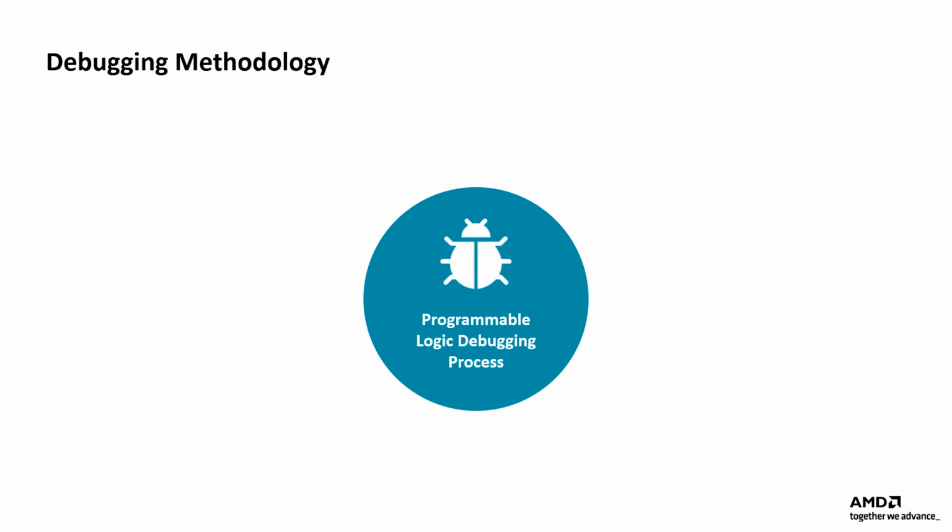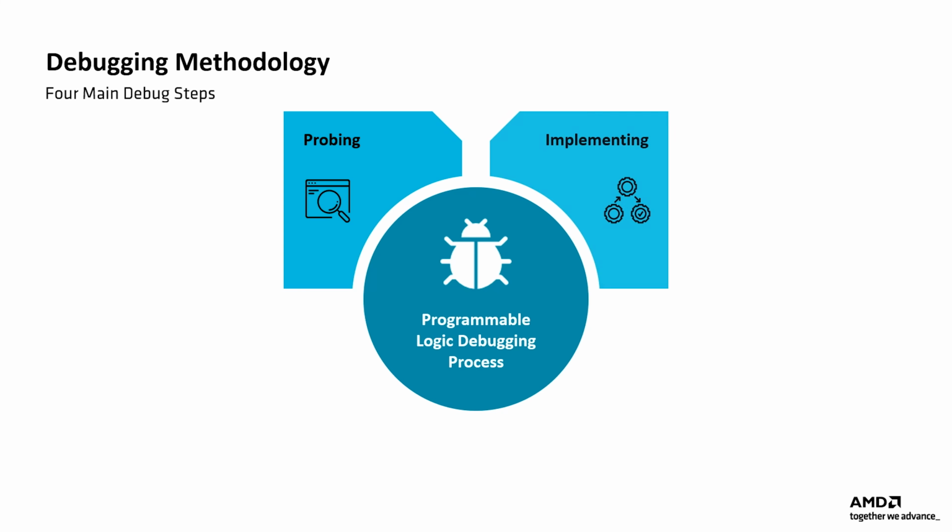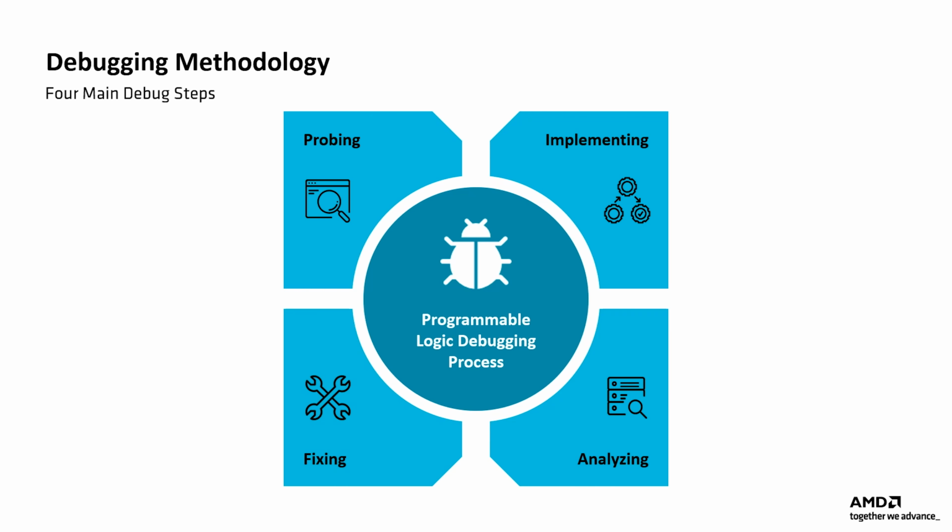After successfully implementing your design, the next step is to run it in hardware by programming the FPGA or Adaptive SoC and debugging the design in system. There are four main debug steps. They are probing, implementing, analyzing, and fixing.